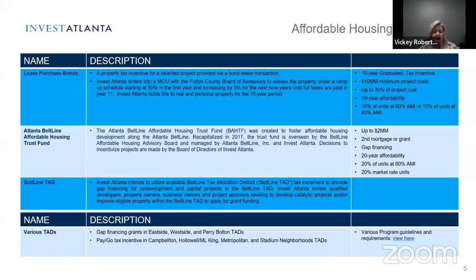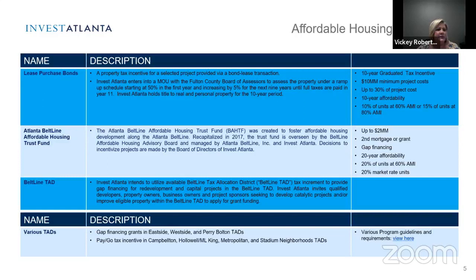Lease purchase bonds. That is an incentive that we also offer for developers trying to do development in the city of Atlanta. It's a tax incentive, which allows the developer to have relief on their taxes starting at 50% on the improvements and increasing 5% each year until year 11, when they're paying full taxes.